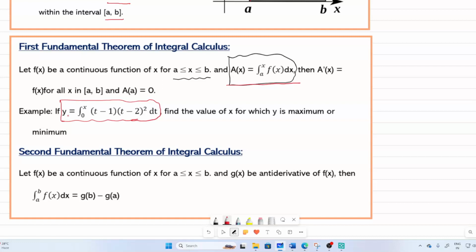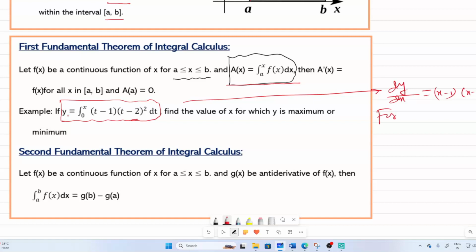It is a to x f(t) dt. So for this function you write dy by dx first. See the easiest application here, if you differentiate both sides, this integration sign will be removed and the variable will be in terms of x only. Don't keep t over there because the value x is here. So the derivative will be like f(x) comes out, here this thing will come out with t equal to x. So this will be (x minus 1)(x minus 2) whole square.